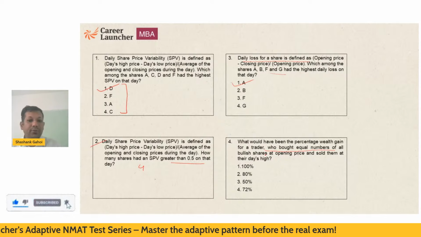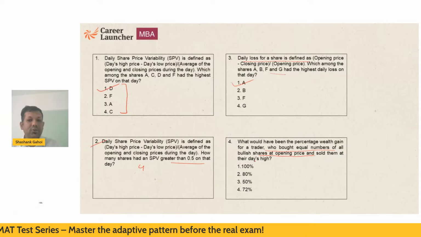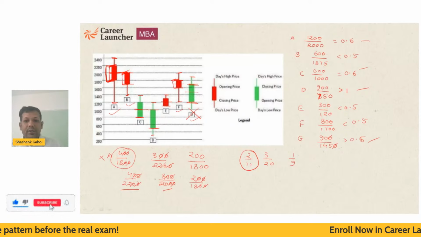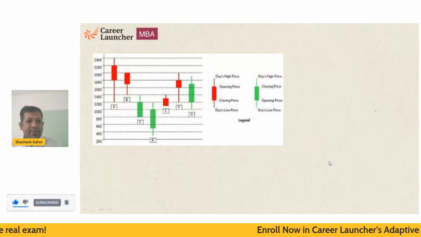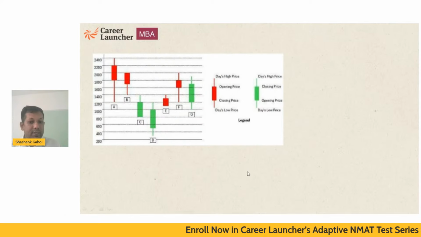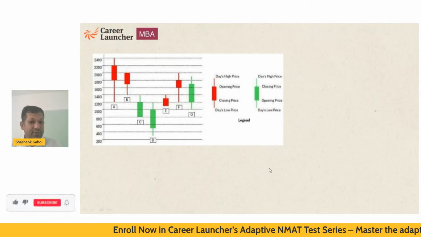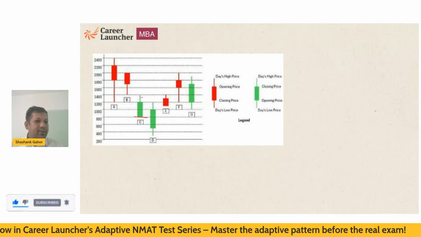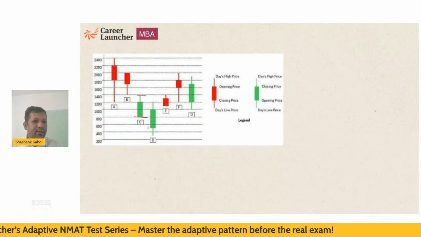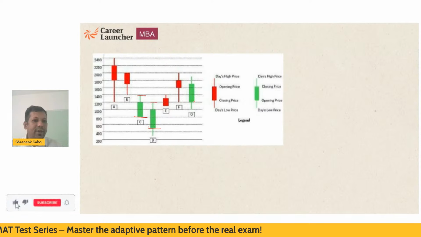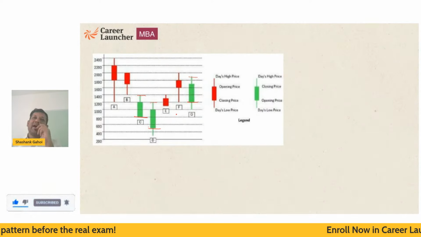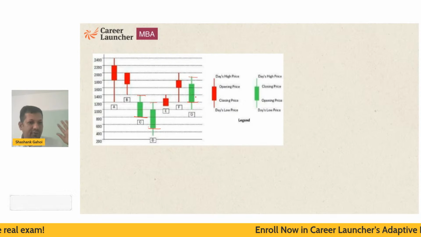Now the next one: what would have been the percentage wealth gain for a trader who bought an equal number of bullish shares at opening price and sold them at the day's high? A trader is buying shares at opening price, bullish ones, and he's buying equal shares. So he's buying here, selling here. He's buying here, selling here. He's buying here, selling here. I am assuming he's buying only one share of each.